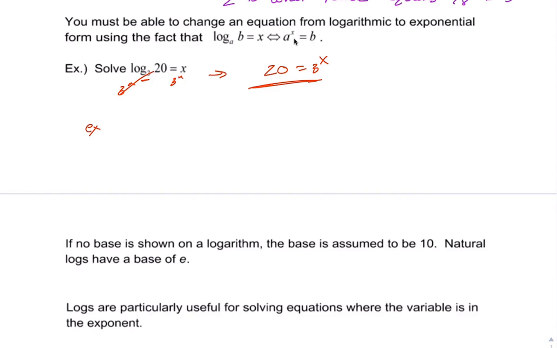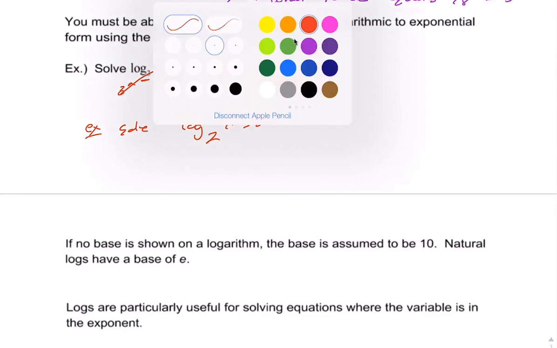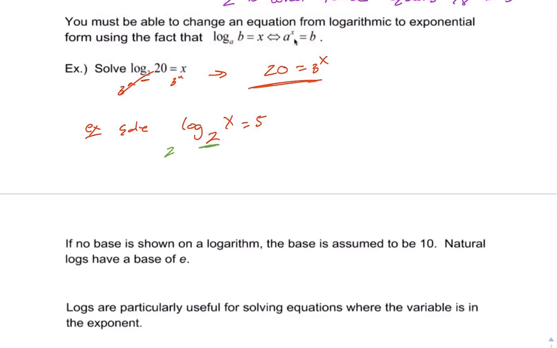A better example to solve. Let's say I give you log base 2 of x equals 5. It's the same trick. You take the base of both sides. These cancel out. You get x equals 2 to the 5th.